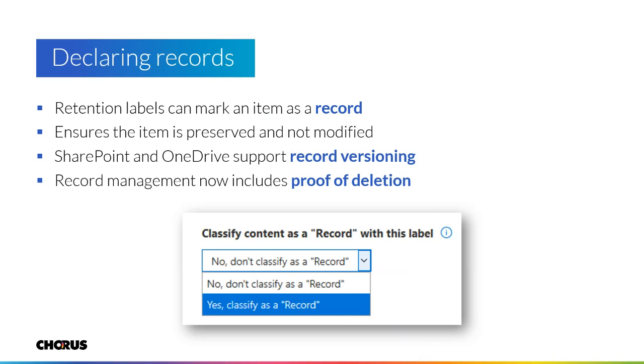SharePoint and OneDrive also support record versioning, which means you can store specific versions of files as a record and preserve them as evidence as well if you need it. Records management now also includes proof of deletion, which is something a lot of people have been asking for a long time, which basically means that you can log into the admin center and prove that specific records were deleted on specific dates if you need to.